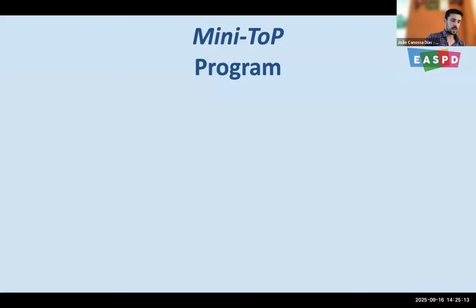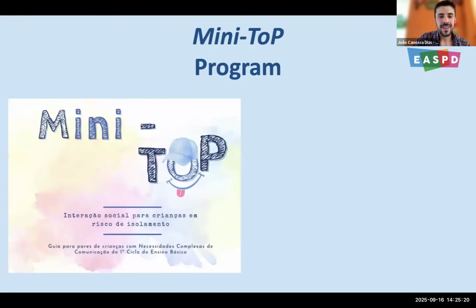One other example, and yes, last couple of minutes. Yes, it's on a very different area. The Minute Top, this is based on the Hanging Out program, which is a specific intervention to make sure that adults with multiple disability have communication partners.